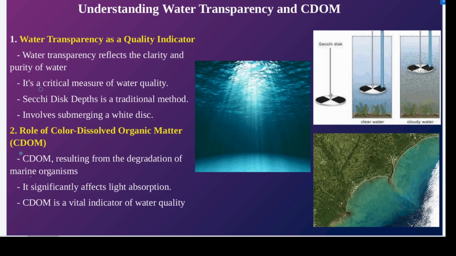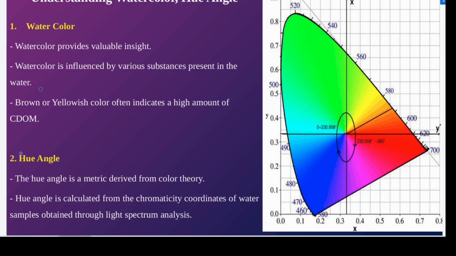On the right side of the image, you can see visually how, by using Secchi depth, water transparency is being measured. Watercolor provides a valuable insight into the ecological and chemical status of the water body, and watercolor is being influenced by various substances present in the water. Watercolor generally from brown to yellowish indicates that there is a high amount of CDOM in the water.